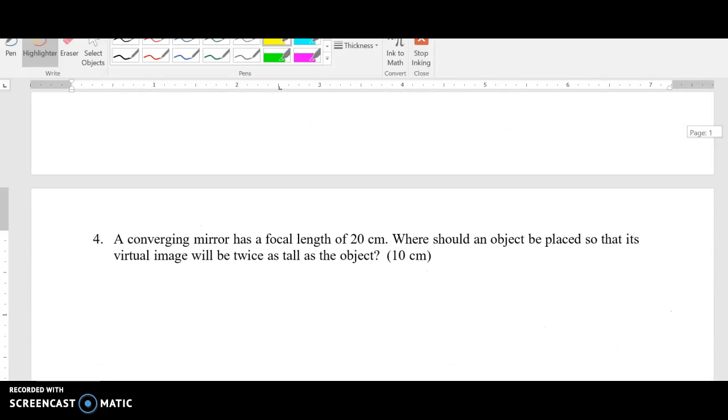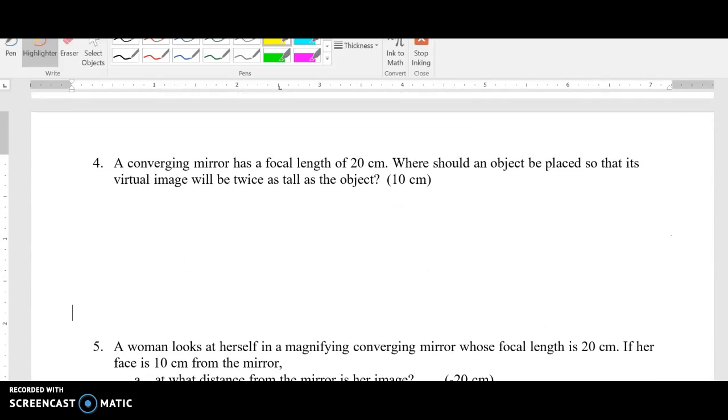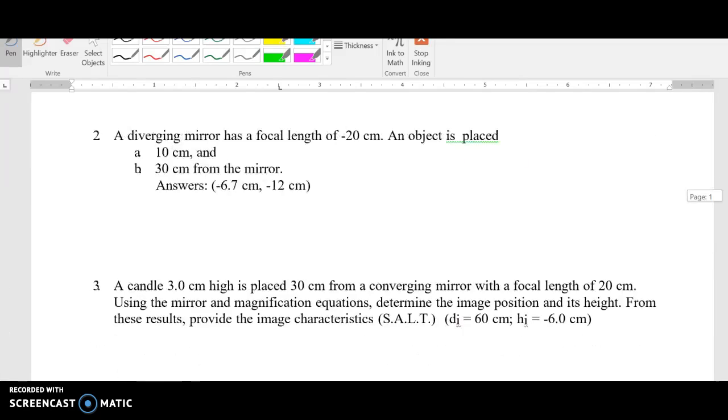We got to number 4. Had some trouble a little bit in period 6, 7, so I'd like to take another shot at it. So here we go. We know the converging mirror has a focal length of 20 centimeters. F equals 20 centimeters. Where should an object be placed? So we're looking for DO. And we have some formulas for that.